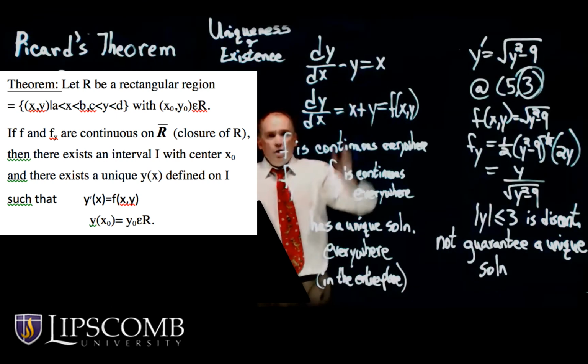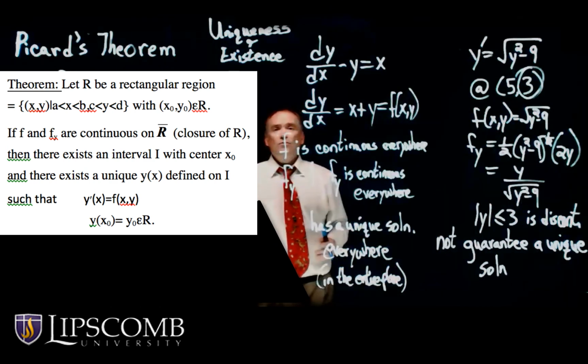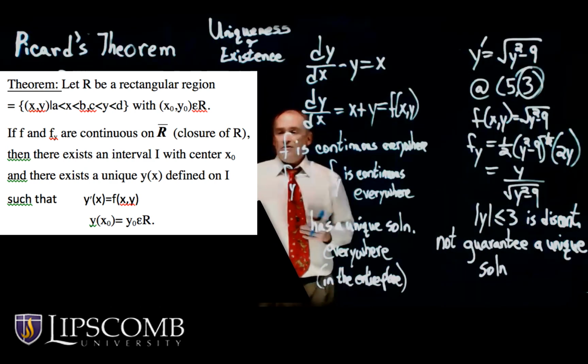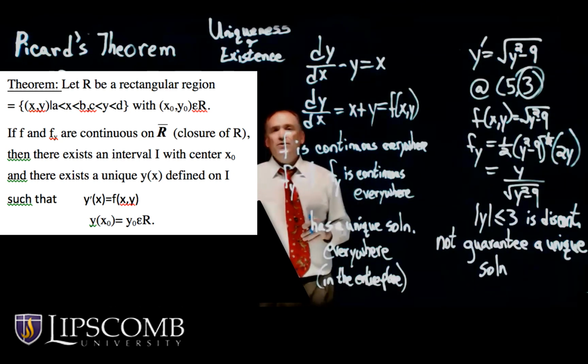So we have one example where we have a guaranteed unique solution anywhere on the plane. We have this example where we're not guaranteed a unique solution, in particular at that point (5, 3).